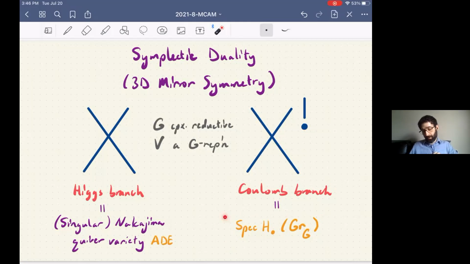And all of the properties of the duality that people are asking for are satisfied when X and X mark are these two types of spaces.